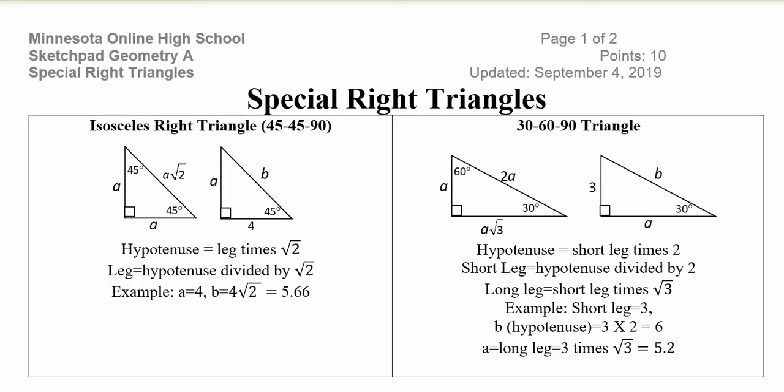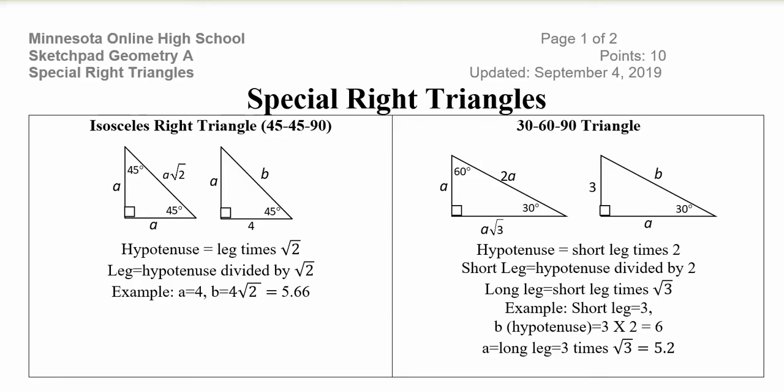In a 45, 45, 90 triangle, the two legs are going to be equal, and the leg times the square root of 2 gives you the hypotenuse. This means if we know the hypotenuse, we can take the hypotenuse divided by the square root of 2 to get the leg. While many teachers might ask you to leave your answers in terms of square roots, I actually want you to use your calculator and put these as decimals.